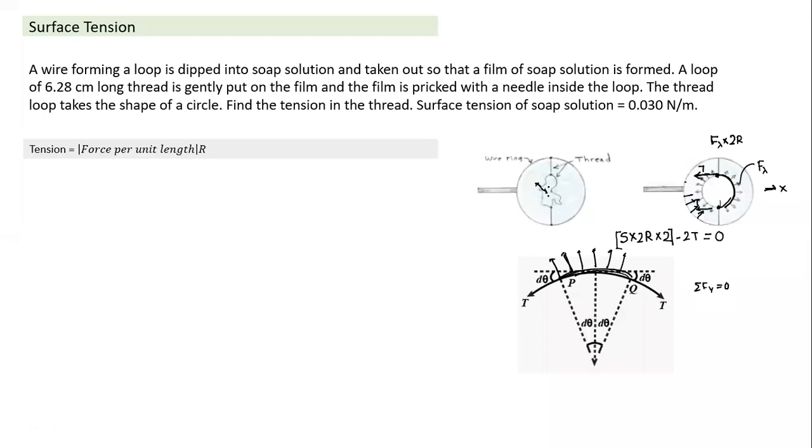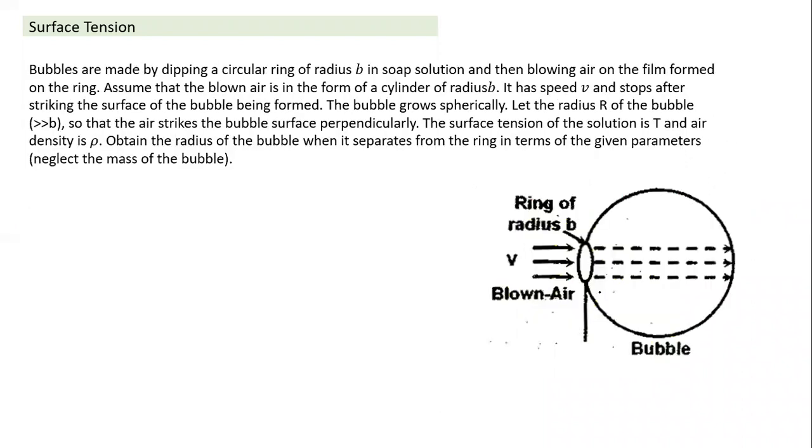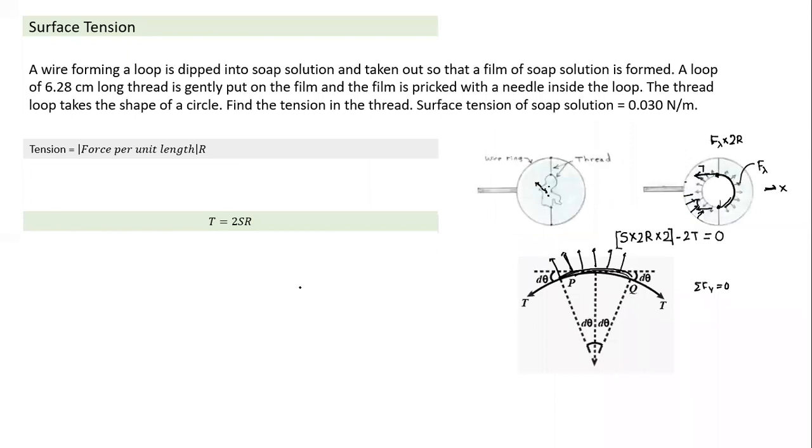So tension is force per unit length into R. That is something we come across in multiple places. Here the force per unit length is not S, it is 2S, because it is acting on two sides. If you take a small length dl here, it will act on the upper surface as well as the lower surface. Hence, force per unit length is twice the surface tension, into R. That's the tension here. So we can calculate this way, or in this fashion as well. We can easily put in whatever numbers are given, and we should know how to calculate this tension easily, as we come across it in multiple places.